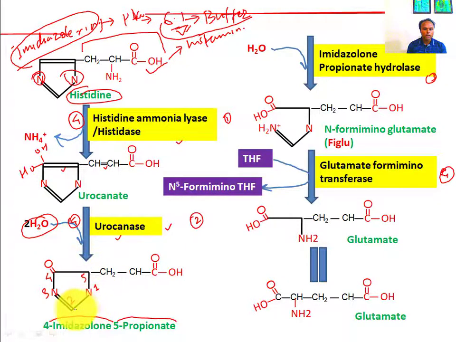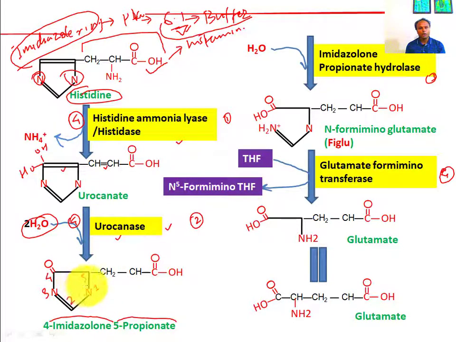So this is an imidazolone ring. This is the imidazole ring. One O group is placed, that is why this is imidazolone. So 4-imidazolone. This is propionate, 1, 2, 3 carbon, so propionate. And this is at the 5 carbon. So the 4-imidazolone, 5-propionate compound is formed because of urocanase.